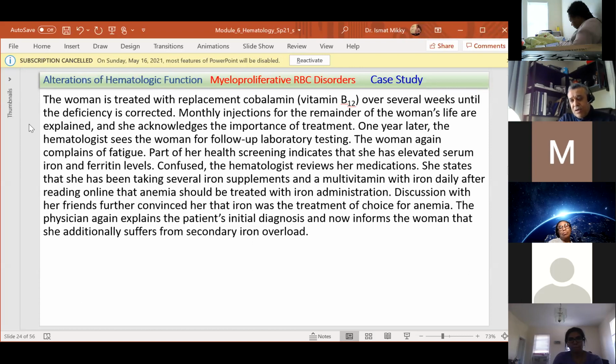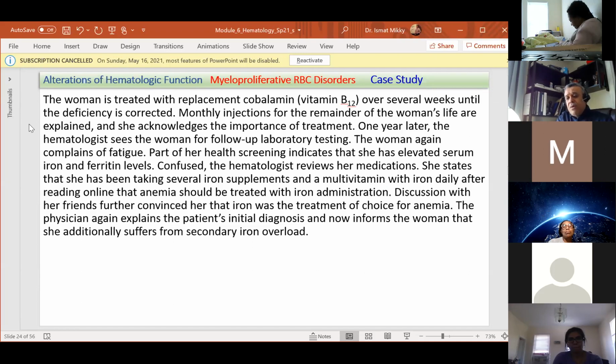So the woman is treated with replacement cyanocobalamin, which is vitamin B12. When we say cyanocobalamin or copolamine, it's the same. It's a medication equivalent to vitamin B12, a synthetic B12 vitamin. So this woman is treated with that B12 supplement over several weeks until the deficiency is corrected. So monthly injections for the remainder of the woman's life are explained.